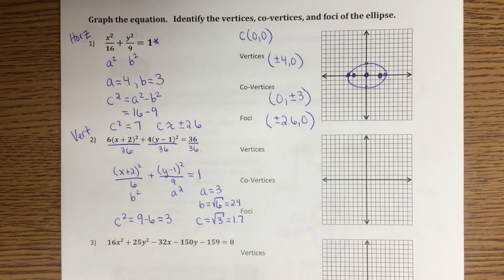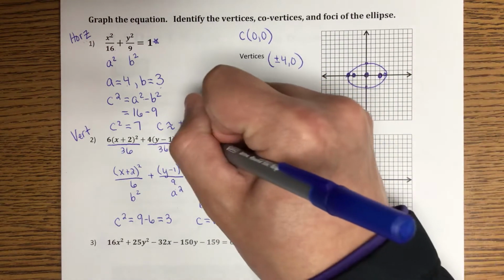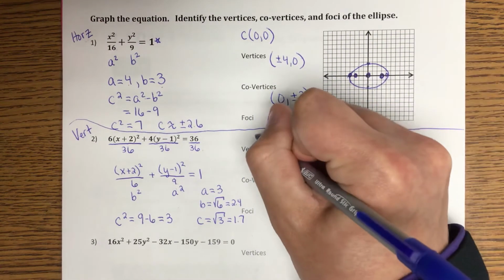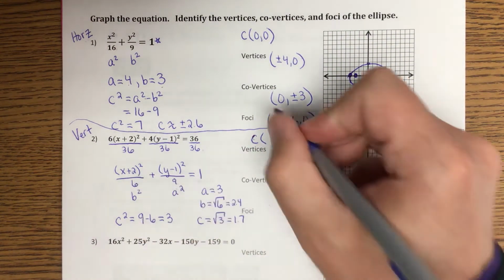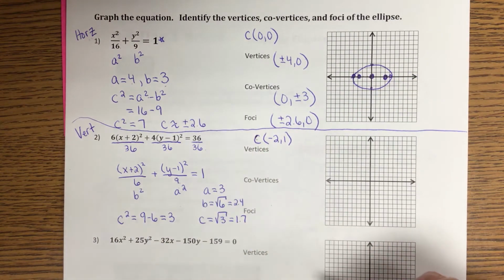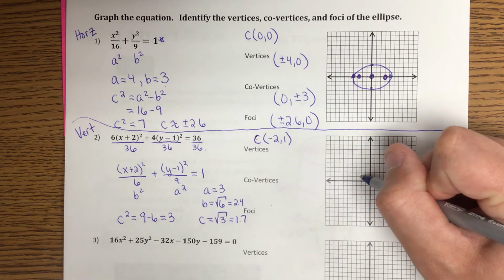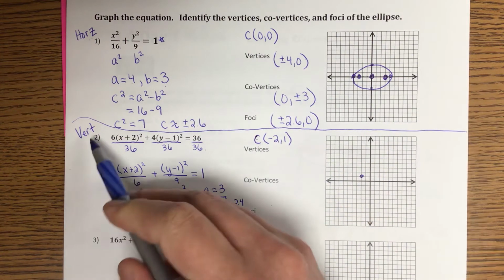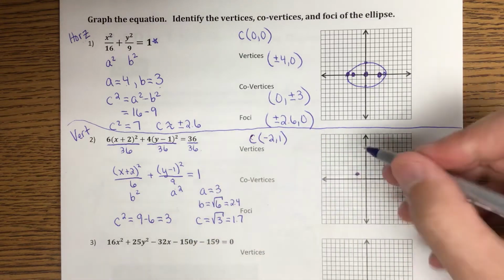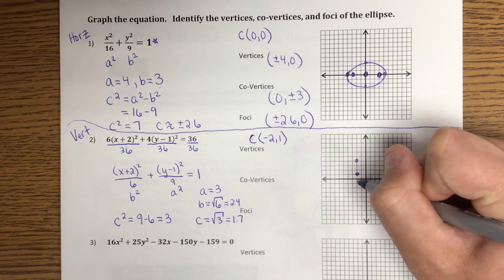All right, so the other thing to note, the center of the ellipse is -2, 1. So just like in a parabola, think about the opposites when you find that h and that k value. So I'm going to go ahead and plot the center at -2, 1. Now my major axis goes up and down. It's vertical. So I'm going to take this a value, which is 3, and I'm going to go up 3 units. I'm going to go down 3 units.